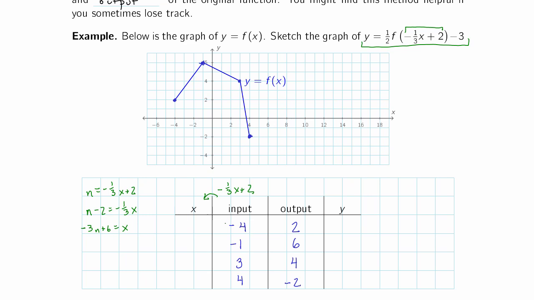-4 times -3 is +12, plus 6 is 18. -1 times -3 is +3, plus 6 is 9. 3 times -3 is -9, plus 6 is -3. And 4 times -3 is -12, plus 6 is -6.